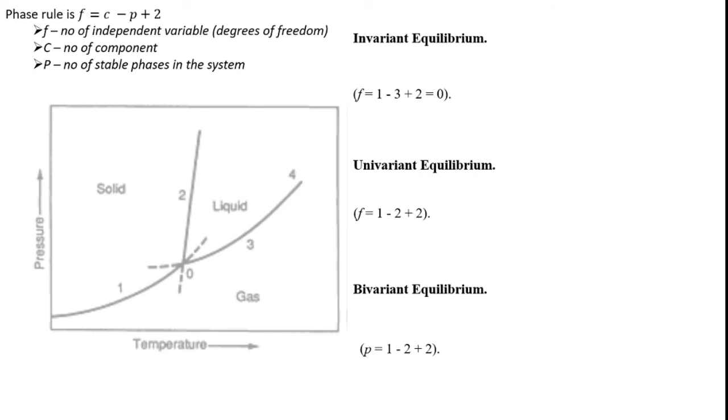Then bivariant equilibrium can be studied with the number of stable phases. Here p = 1 - 2 + 2. From this phase rule we can study bivariant equilibrium. If both the pressure and temperature in a unary system are freely and arbitrarily selected, the situation corresponds to having two degrees of freedom, and the phase rule says that only one phase can exist in stable equilibrium. This situation is called bivariant equilibrium. So these are all the equilibrium conditions available with the unary diagram.